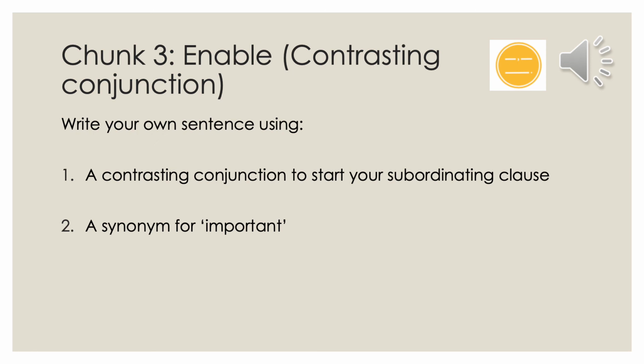So this is the final sentence that you're going to write, chunk 3 and the enabling stage. So you need to write your own sentence, first using a contrasting conjunction to start your subordinate clause, and make sure you have that comma in there, please. And then you need to use a synonym for important. Once you've done that, you should have a heading and you should have 3 sentences. Go back through the slides and check that from each enabling stage, so chunk 1 enable, chunk 2 and chunk 3, you have done everything in the list that we have asked, please.